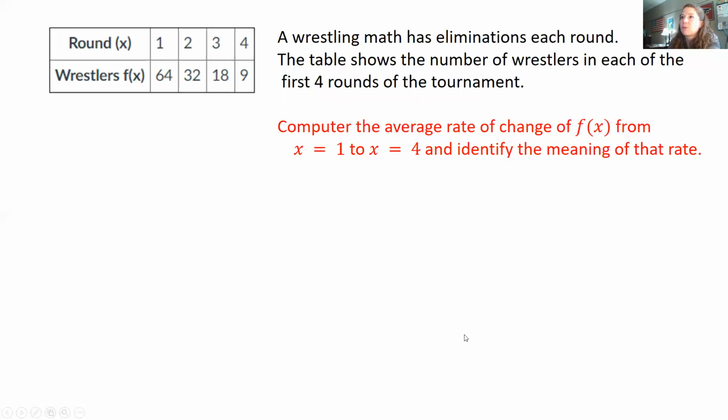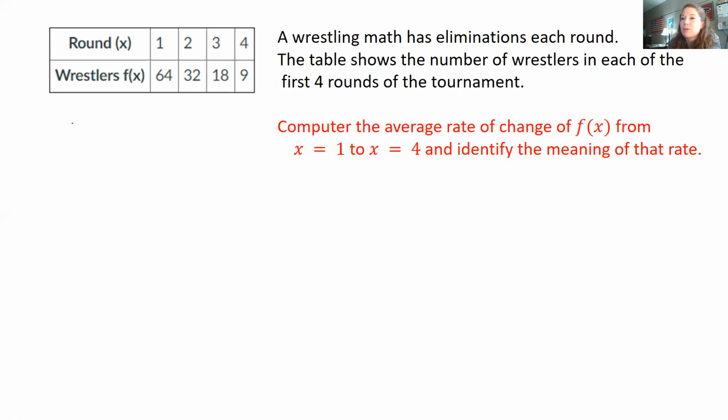All right, here's a good question. It says a wrestling match, it should say match, it says math. A wrestling match has eliminations each round. The table shows the number of wrestlers in each of the first 4 rounds of the tournament. Compute the average rate of change of f of x from x equals 1 to x equals 4 and identify the meaning of that rate.